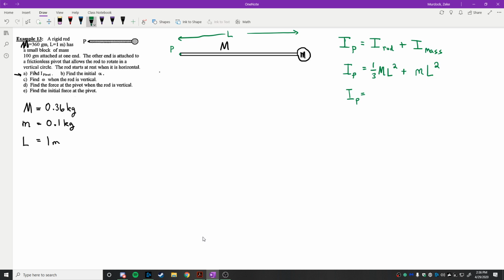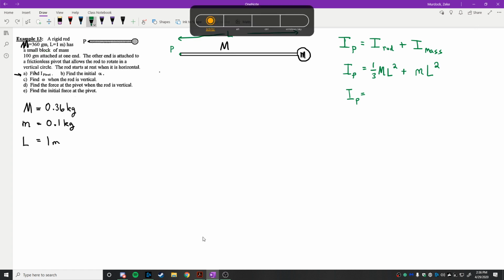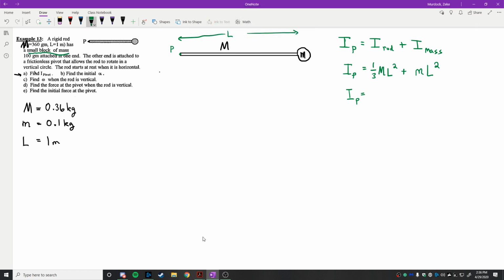What's up? It just says a small block of mass. If we wanted to know if it was a sphere, we'd need to know something about its radius and stuff like that. So what I'm going to do is just assume that it's a point.